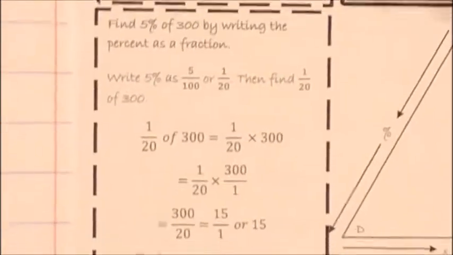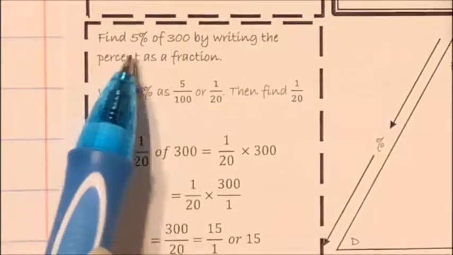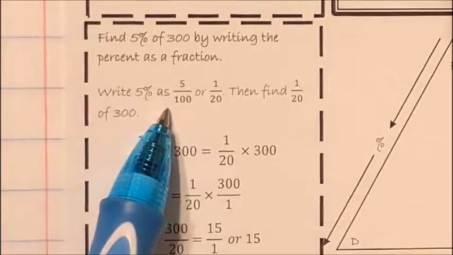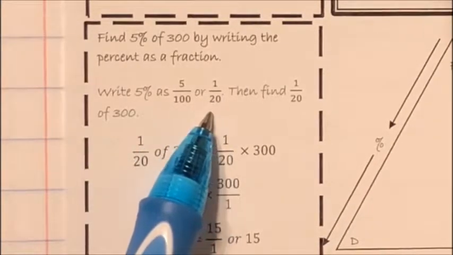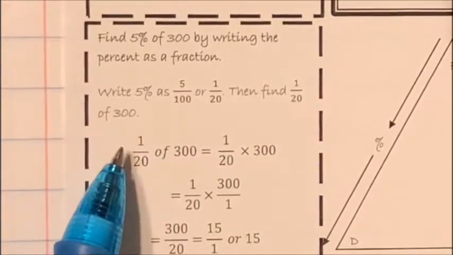The first example I want to look at is find 5% of 300 by writing the percent as a fraction. Okay, so the first thing I want to do is write the percent as a fraction. So 5%, I automatically take the 5 and I put it over 100. Okay, so 5 over 100. Then I can simplify it. Well, I know 5 goes into 100. 5 divided by 5 gives me 1. 100 divided by 5 gives me 20. Okay? Then I find 1/20th of 300.